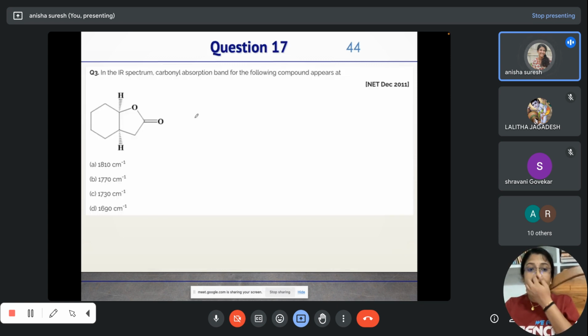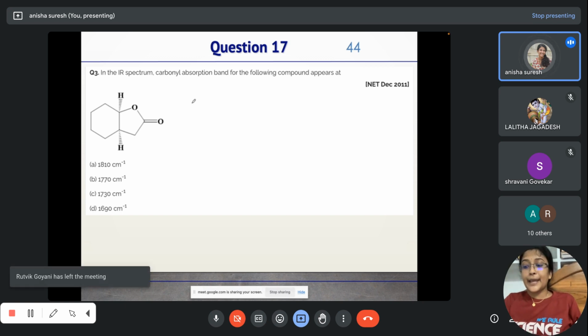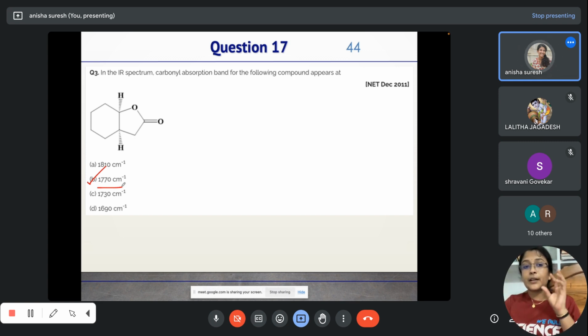So in our question, they have given a 5-membered lactone. As we have seen in the table values, we can conclude that the carbonyl absorption in the IR spectrum will come around 1770 centimeter inverse. So is this clear? We should have an approximate idea around which the carbonyl peaks will come for each compound. If we have that idea, we will be able to solve this question.